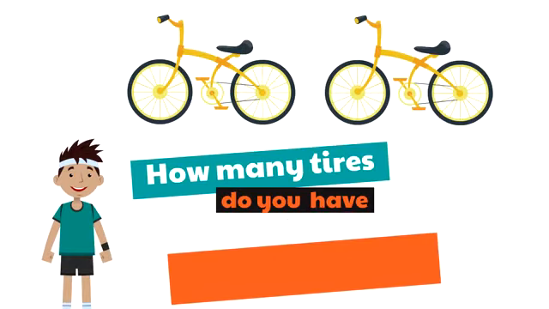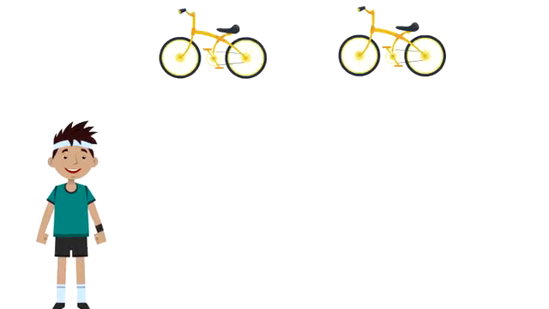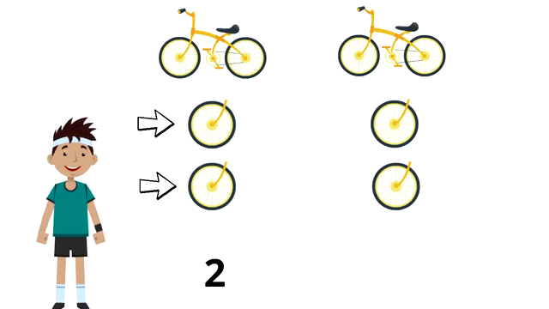Now remember, we're trying to figure out how many tires you have to take care of if you have two bicycles. Alright, now we have the wheels under each bike. Each bike has two wheels. One, two. So we write down a 2. Each bike has two wheels. Remember, the first number we write down with multiplication is the number in each group. Then we write an x. This x means times. 2 times. It's the symbol of multiplication.